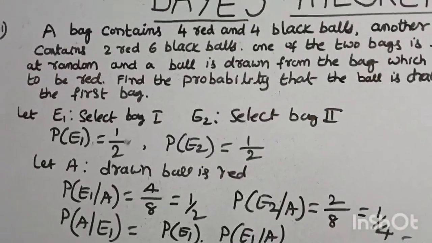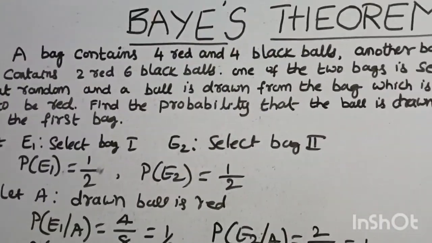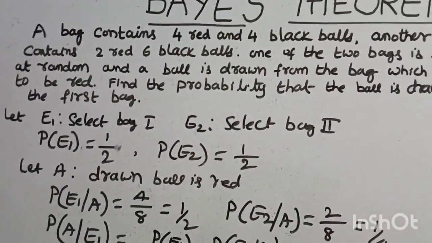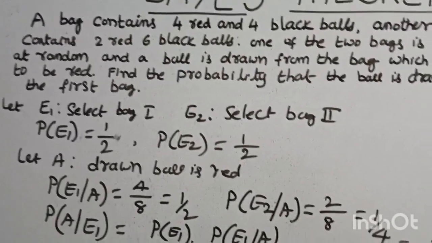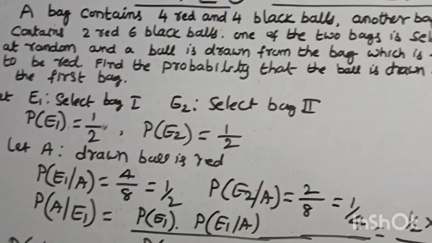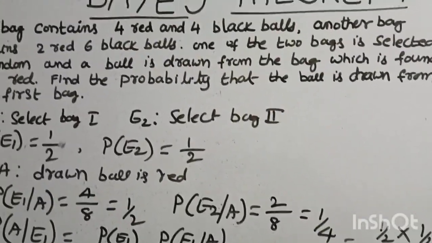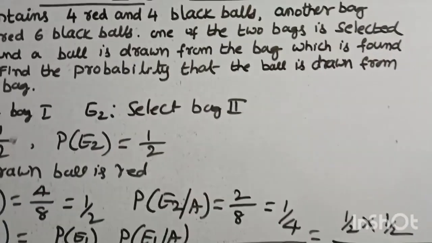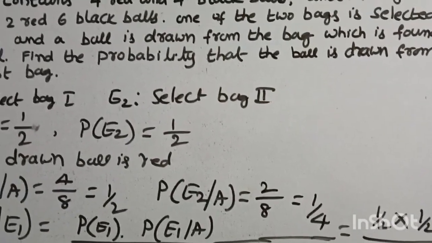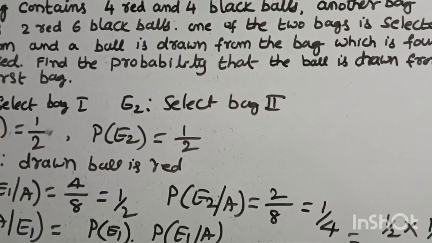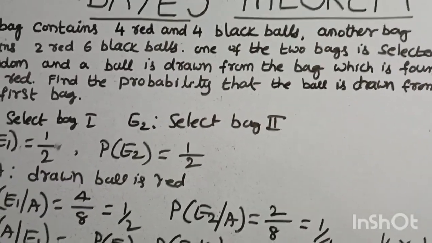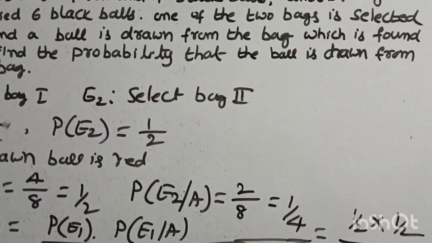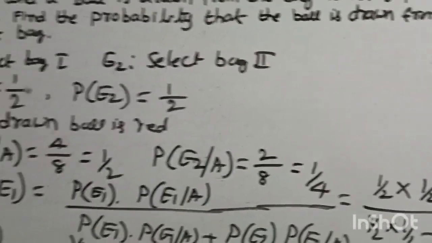So it is equal to the number of red balls in bag 1, which is 4 red balls, divided by the total number of balls in bag 1. 4 red and 4 black, total 8 balls. So 4 by 8, that is 1 by 2. Probability of the drawn ball being red given selection of bag 2, that is the conditional probability of A given E2: the number of red balls in bag 2 is 2, total balls 8, so 2 by 8, that is 1 by 4.